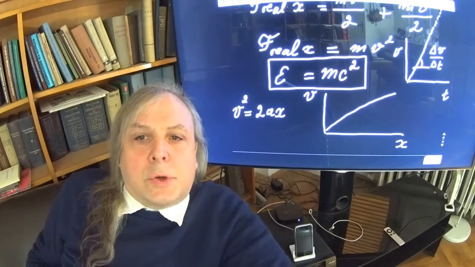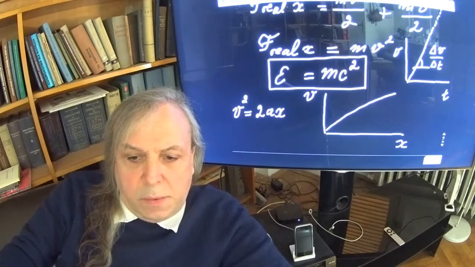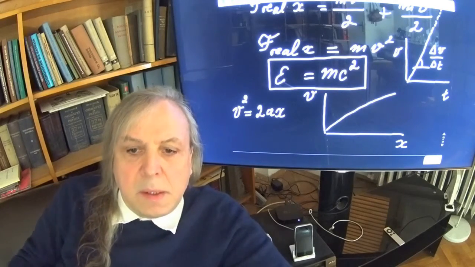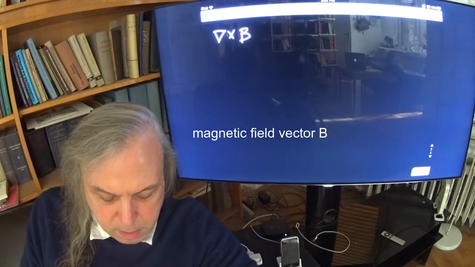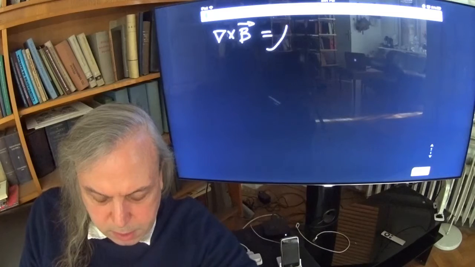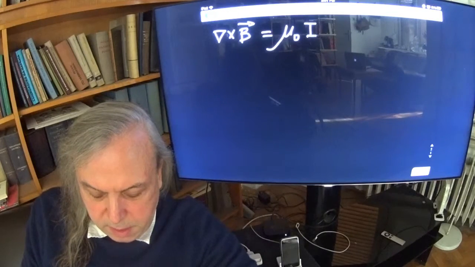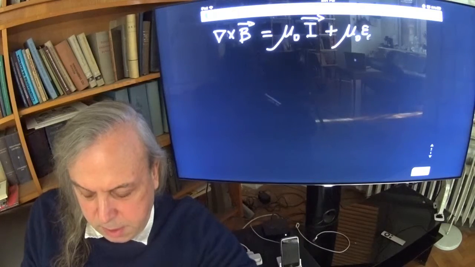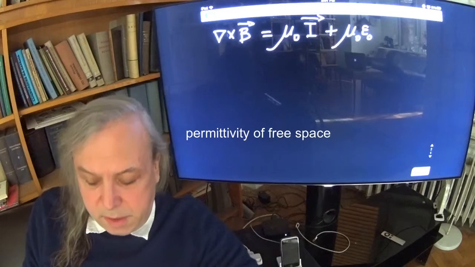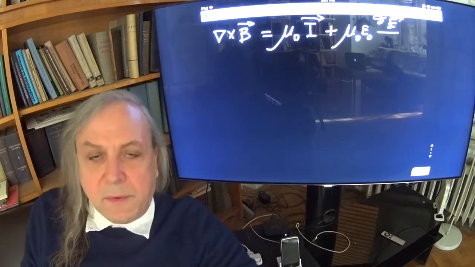And now we're going to give another example of E equals mc² contained in classical physics, namely in Ampere's law. Observe Ampere's law in its differential form. Curl of magnetic field B equals μ0, which is the permeability of free space, times current density, plus μ0 times epsilon naught, which is the permittivity of free space, times partial dE, the electric field, dt.